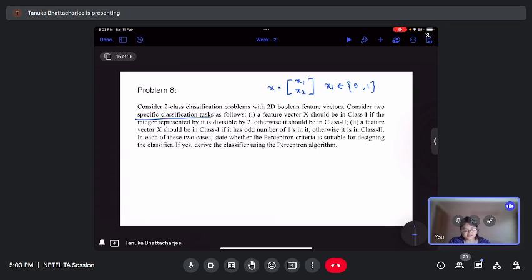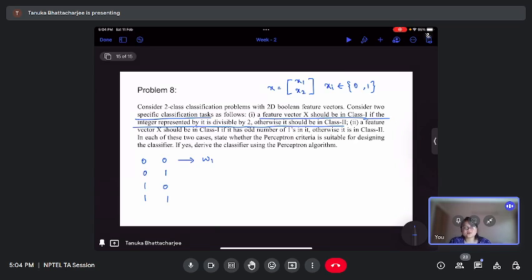In the first task, a feature vector x should be in class 1 if the integer represented by it is divisible by 2, otherwise it should be in class 2. Since this is a 2D Boolean feature, we can have 4 different feature vectors. The first one is 0, 0. The integer it represents is 0, which is divisible by 2, so this will belong to class omega 1. I am denoting class 1 as omega 1.